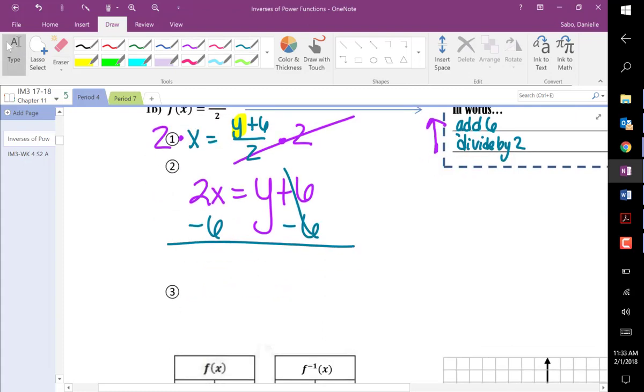Wait, what happens to the y? Remember, your goal is not to find an answer. I don't want x equals 5. I want a function. I want you to tell me what the opposite function is, what the inverse function is. The goal was to solve for y, so we should be okay now. Yes? How could you subtract the 6 from the 2x? You can't. So that's why it becomes 2x minus 6 equals y.